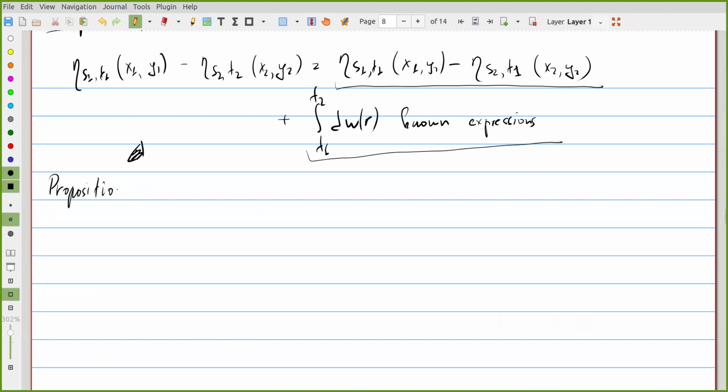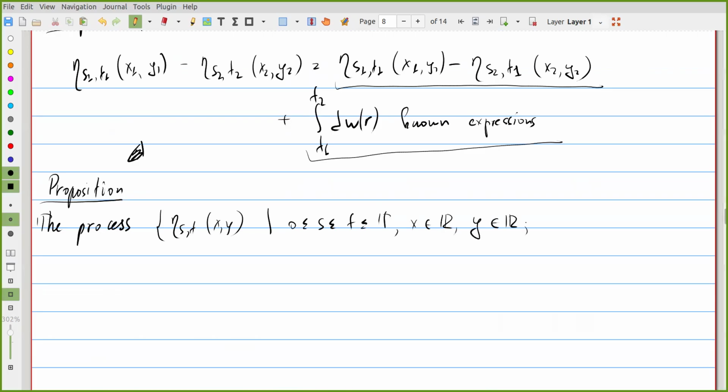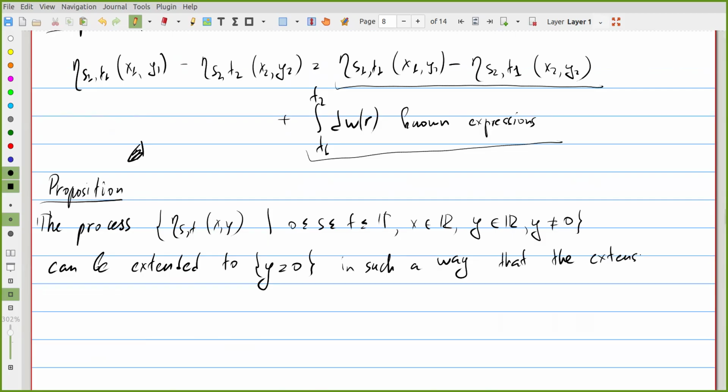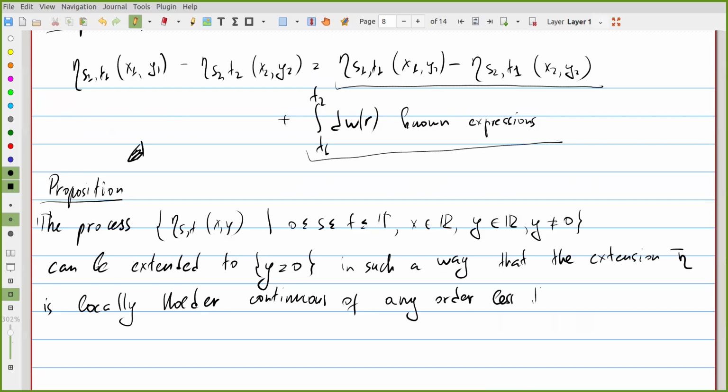The next step is the process eta st xy, when s and t live here, y lives here, can be extended to the set y equals 0 in such a way that the extension, I denote eta tilde, is locally Holder continuous of any order less than alpha.